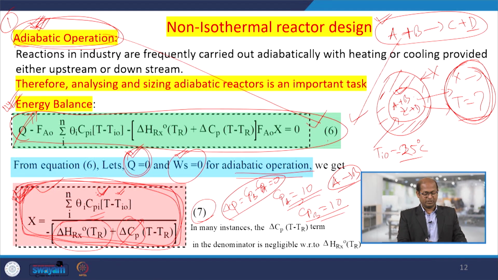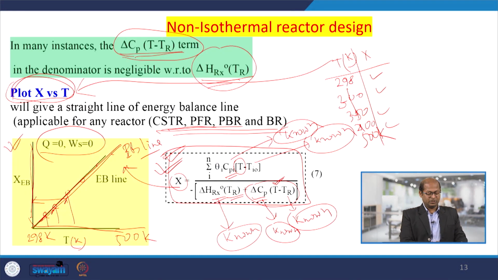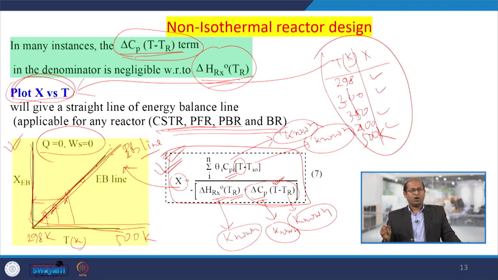You should remember these equations, and how X and temperature are related. If we know all these tables, then we can draw the energy balance lines with the help of the energy balance equations. This is the energy balance line and this is the energy balance equation. Today, for non-isothermal reactor designs, for adiabatic operations and for any operations, we learned how to derive the energy balance equations. Thank you. Today is up to this, next day we will discuss other things. Thank you.